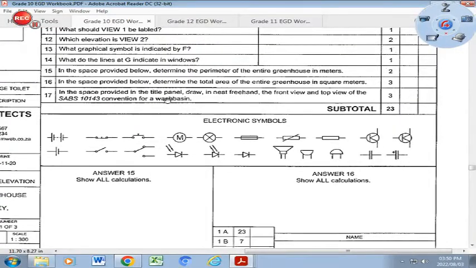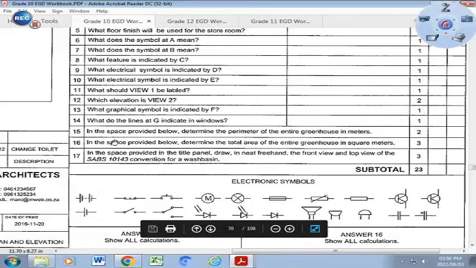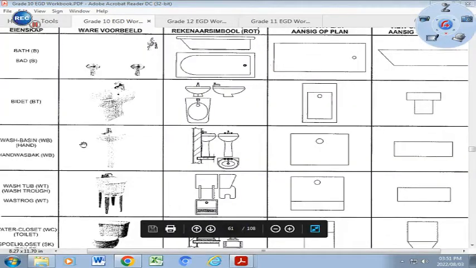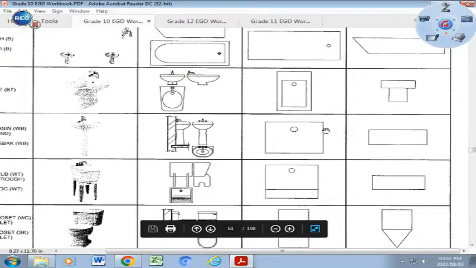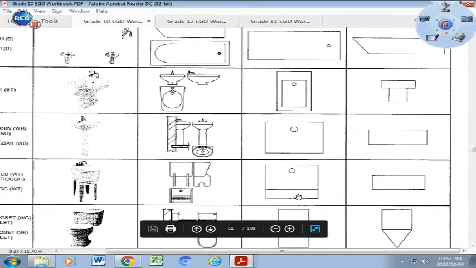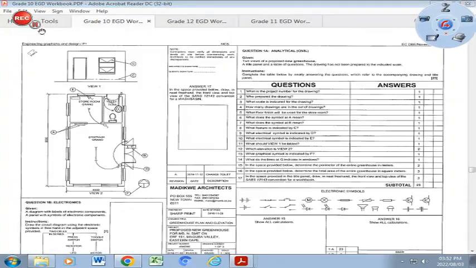In the space provided for number 17, in the title panel, which is going to be up here, you must draw neatly freehand the front view and top view of the South African Bureau of Standards 10143 convention for a wash basin. And learners, if you go back to your notes, that is a wash basin over here. You need to draw that symbol at the bottom and that symbol on top, which will give you the front view and top view. This being your top view and this being your front view. So we will have to draw this above this over here. And it has to be neatly freehand.